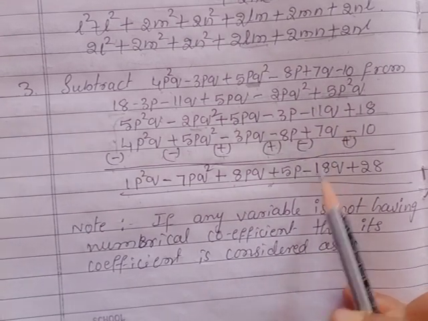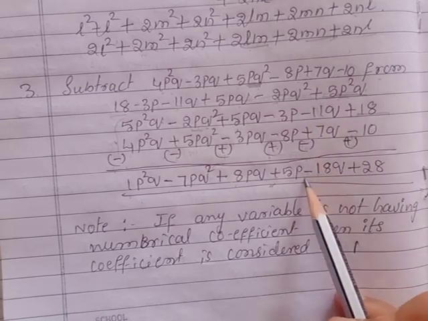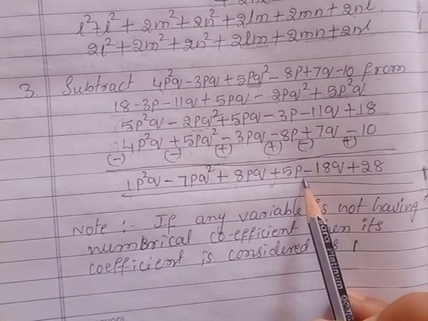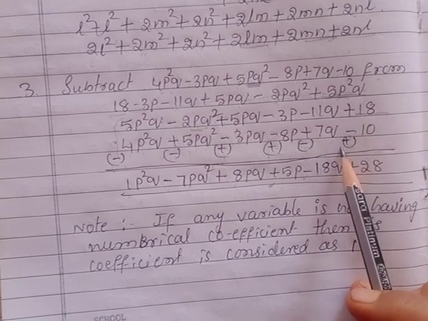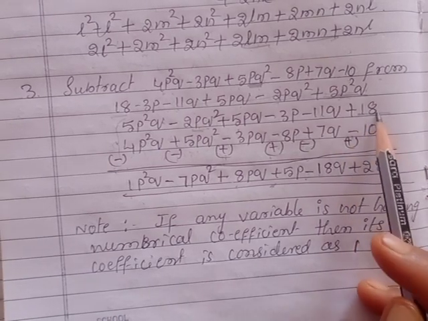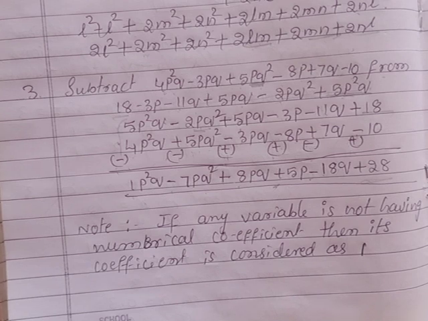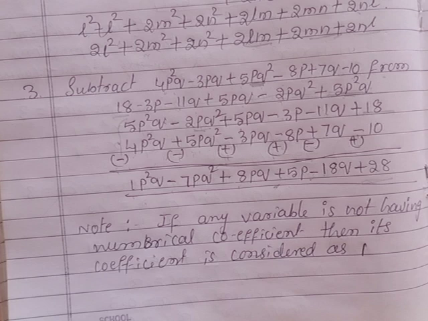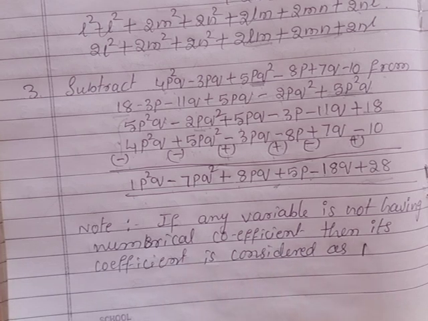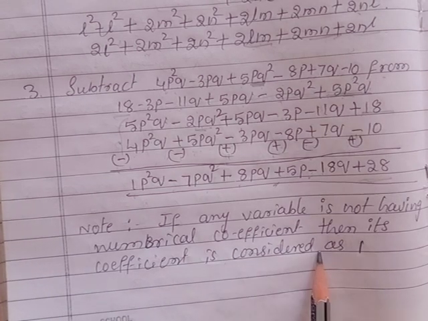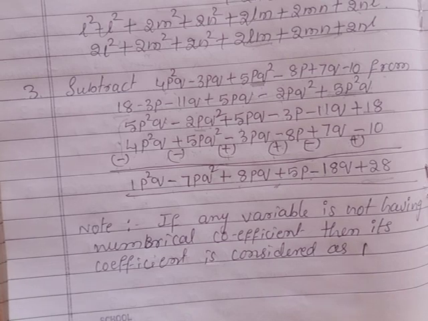Though I am saying plus, the sign of those two is minus. So you should write a minus sign. Both are positive here. Plus you write down. 10 plus 18 is 28. Got it? So if any variable is not having any numerical coefficient, it will be having a coefficient of 1. So we have to consider it as 1.